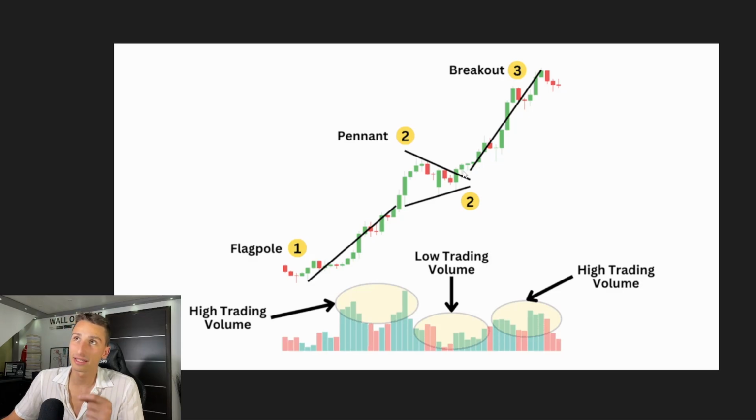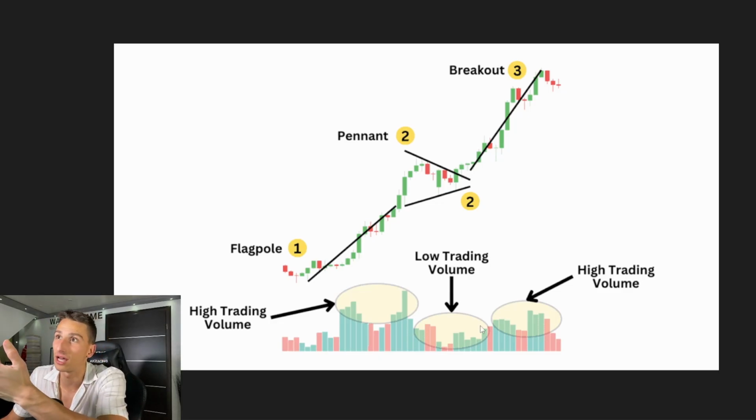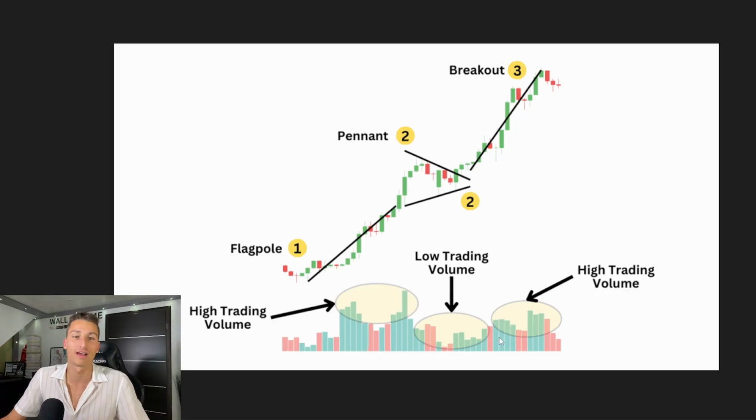So we have this confirmation later. But you can try and attempt an entry right there at this breakout, and after that you're going to have your confirmation with this high volume. Your stop loss, you need to put it below the lowest point of this pennant. So in this example you need to put it below this candle because it's the lowest point of this pennant.